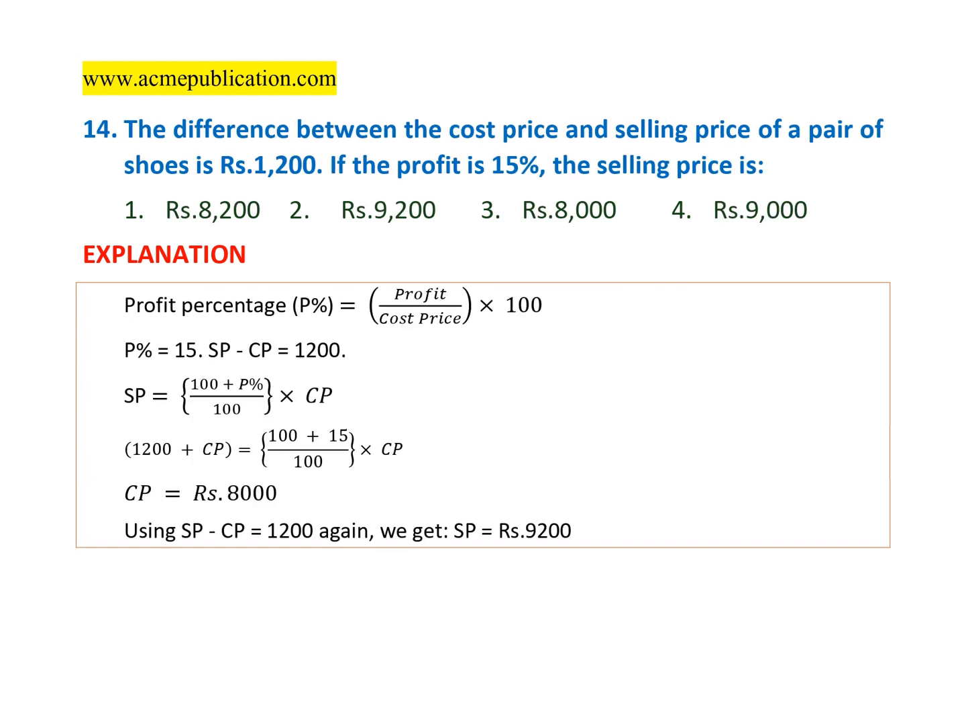The difference between the cost price and selling price of a pair of shoes is rupees 1,200. If the profit is 15%, the selling price is. Taking the formula, profit percent is equal to profit upon cost price multiply 100. And as we know, SP minus CP is equal to 1,200. Now putting this in the equation, we will get 1,200 plus CP is equal to 100 plus 15 upon 100 multiply CP. So the value of CP will be 8,000. Now using SP minus CP is equal to 1,200 again, we get SP is equal to 9,200.